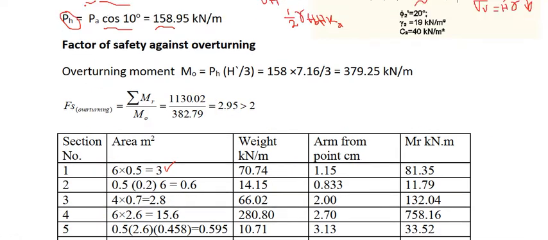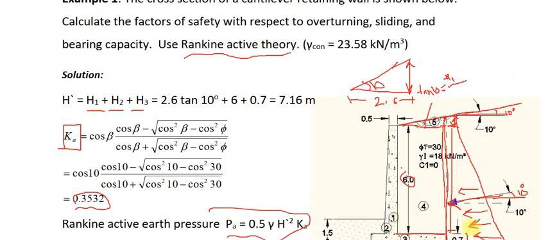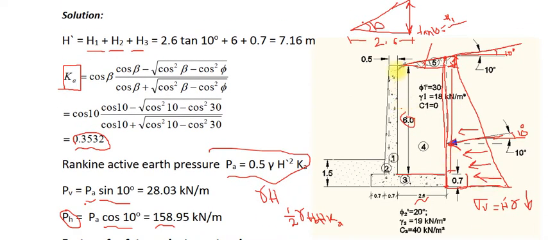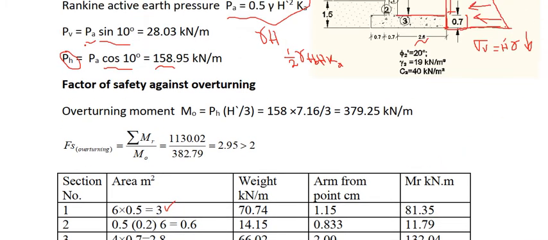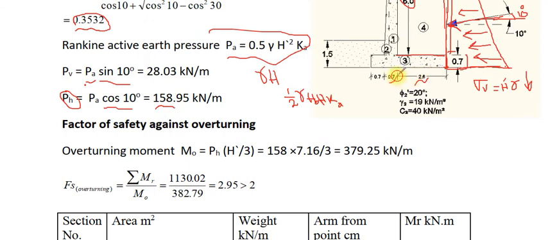Section number 2 is a triangle. The height of the triangle is 6 meters and the width is 0.7 meter. 0.7 multiplied by 6 meters over 2. 0.5 multiplied by 6 multiplied by 0.7, here 0.2. This is 0.2, as we used here, 0.2.